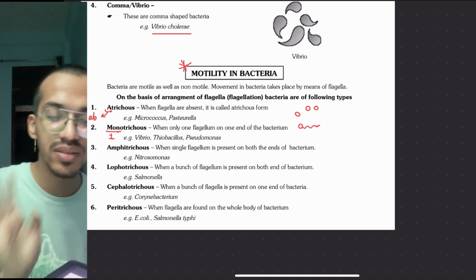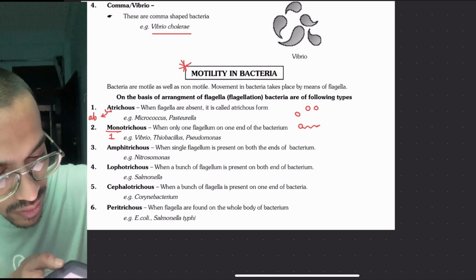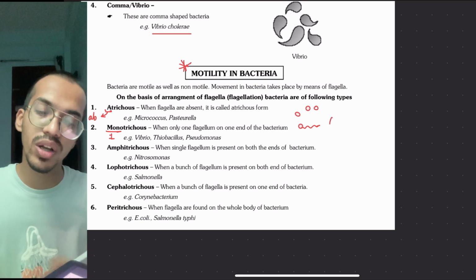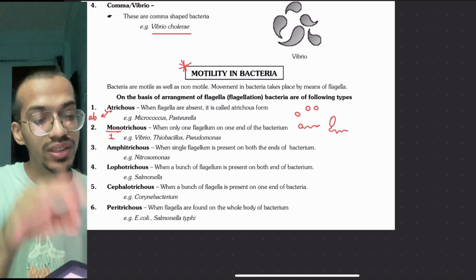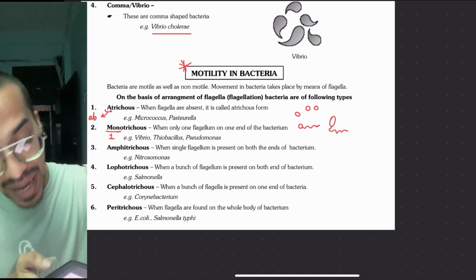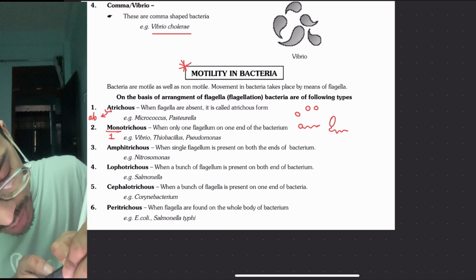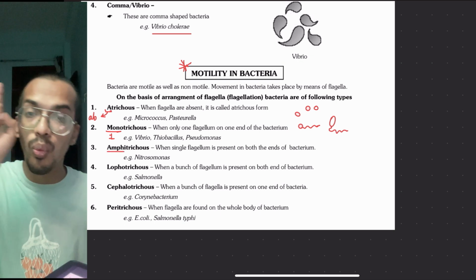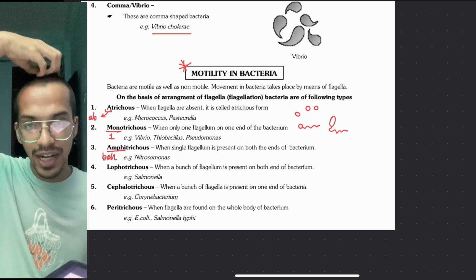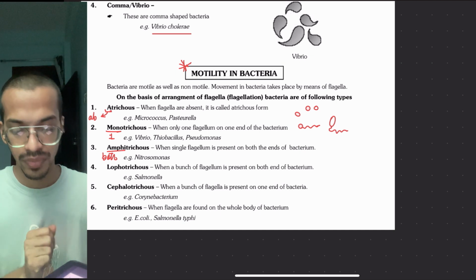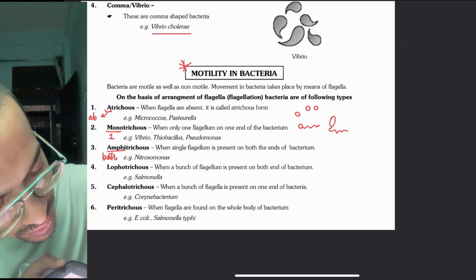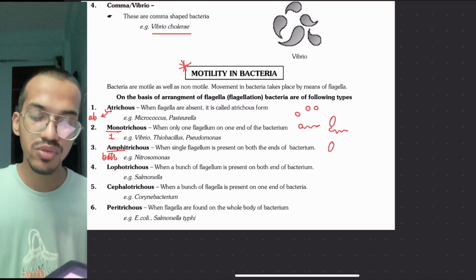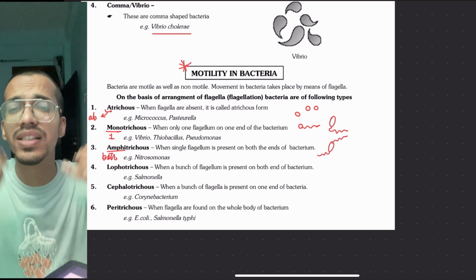So like this, for example, or better this way, or the bacteria which I made just before starting this topic. So that is what? Monotrichous. Amphitrichous. Amphi means what? Amphi means both. So one flagellum is present at both ends, here also and here also. A single flagellum is present on both ends like this. So this becomes Amphitrichous. The word Amphi itself means both.